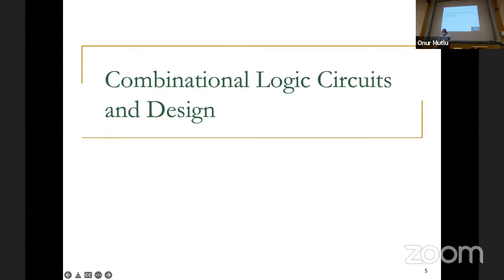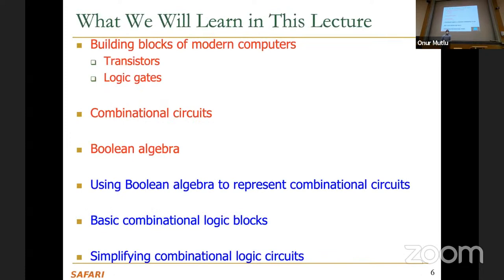Let me just jog your memory in terms of where we are. In the last lecture, we started with transistors as switches, and then we started building logic gates on top of them, which were combinational circuits. And we talked about Boolean algebra, which many of you know. We will talk a little bit more about Boolean algebra today.